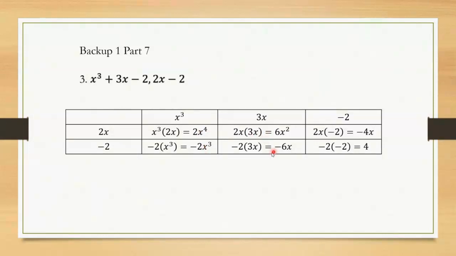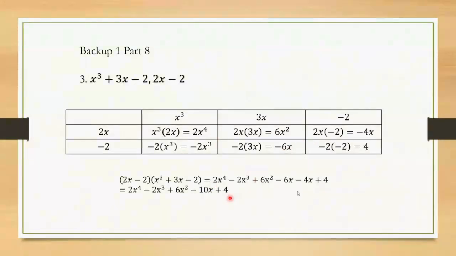Then, what do we do next? We add up these entries, the terms in these grids that we filled in, these terms that we got from multiplying. We add them up to get the product, and that's what we get. Again, sometimes you may have like terms on main diagonals, not always, but sometimes you will. We have 2x to the 4, minus 2x cubed, 6x squared, minus 6x, minus 4x. We have 4 also. We want it to be in standard form, so we get this. And we combine minus 6x minus 4x to get minus 10x. That's what we get.